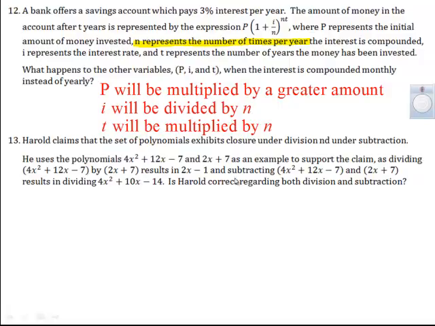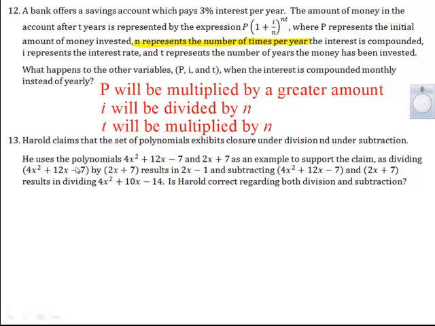So, done. Number 13, Harold claims that a set of polynomials exhibits closure under division. So let me explain closure real quick. If a rabbit gets with another rabbit, they're going to produce more rabbits. Okay, that's an example of closure. Things produce after their kind. A rabbit and another rabbit isn't going to produce a snake.